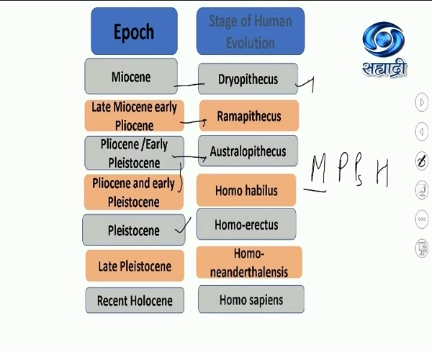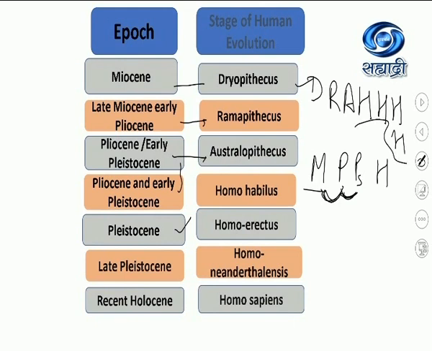Miocene, Dryopithecus. Miocene and Pliocene, Ramapithecus. Same period, Pliocene and Pleistocene, again Pliocene and Pleistocene, what developed? Australopithecus. Then Homo habilis. Then Homo erectus during Pleistocene. During late Pleistocene, Homo neanderthals. And now in the Holocene, there are Homo sapiens.